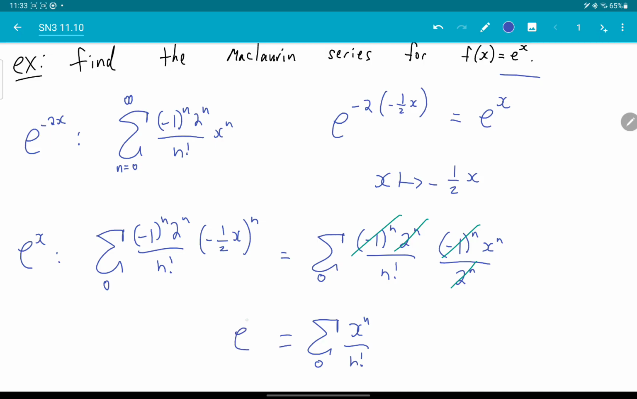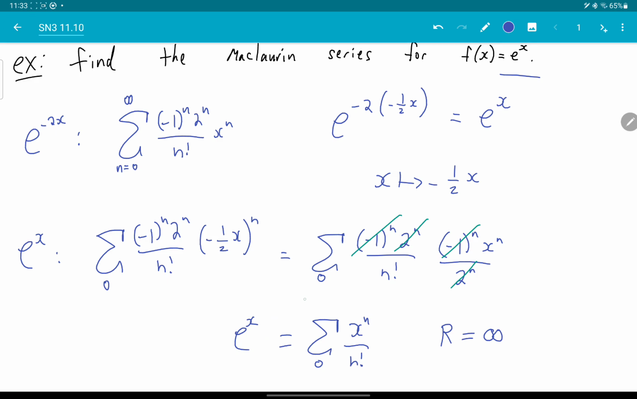Okay, so this turns out to be actually equal to e to the x with a radius of convergence equal to infinity. That's beyond the course, this equality. Well, the radius of convergence is not beyond the course, but this equality is a bit beyond this course.